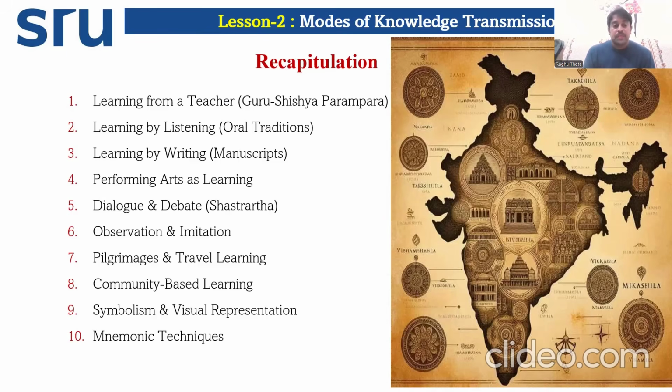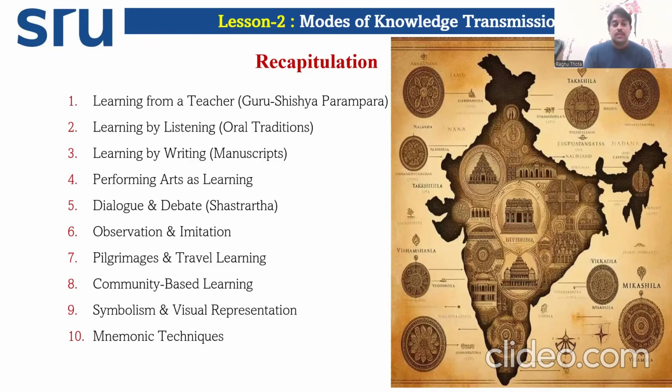Observation and imitation. Pilgrimages and travel learning. There were many ancestors who were very interested in going to different places in the name of pilgrimages, so that they could share their culture and knowledge among different people, and different cultures could be understood by each other. Not only that, whatever knowledge they had, they would transmit to different people when they met each other. Travel is one of the best ways of transmitting knowledge in ancient times.